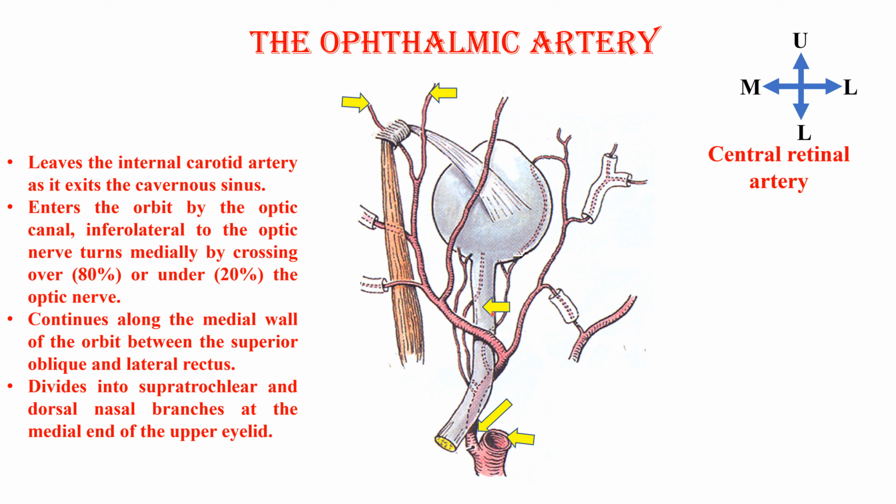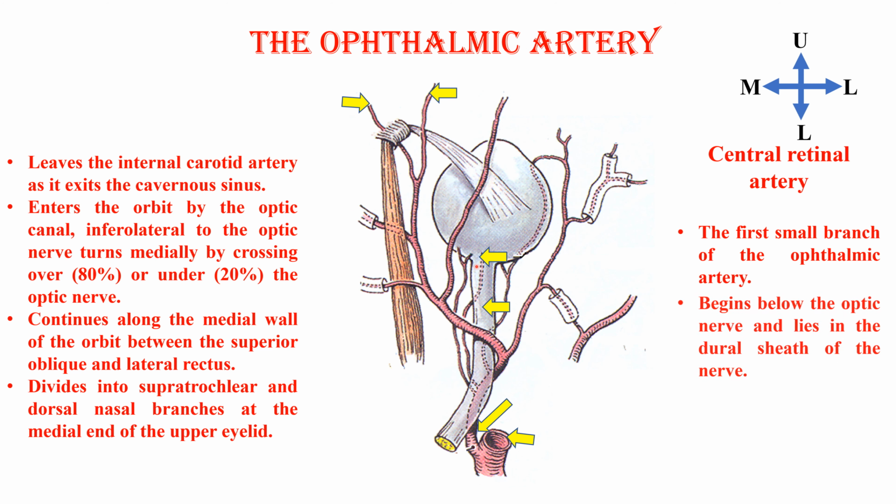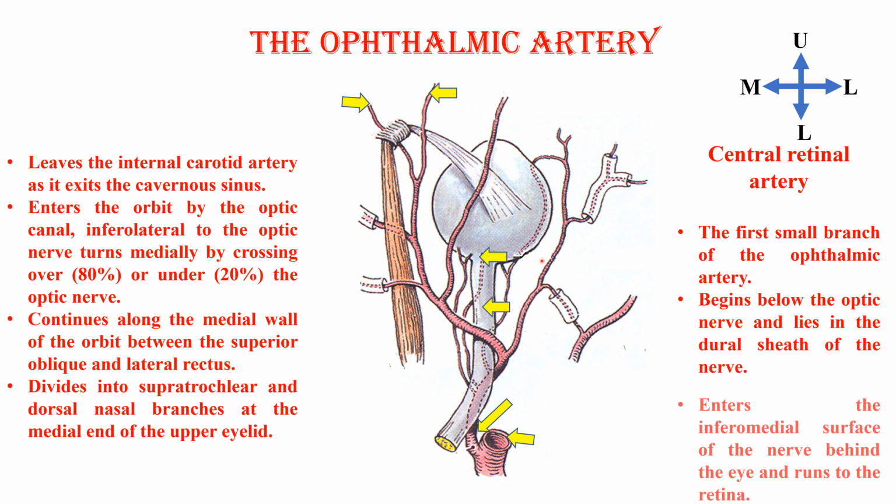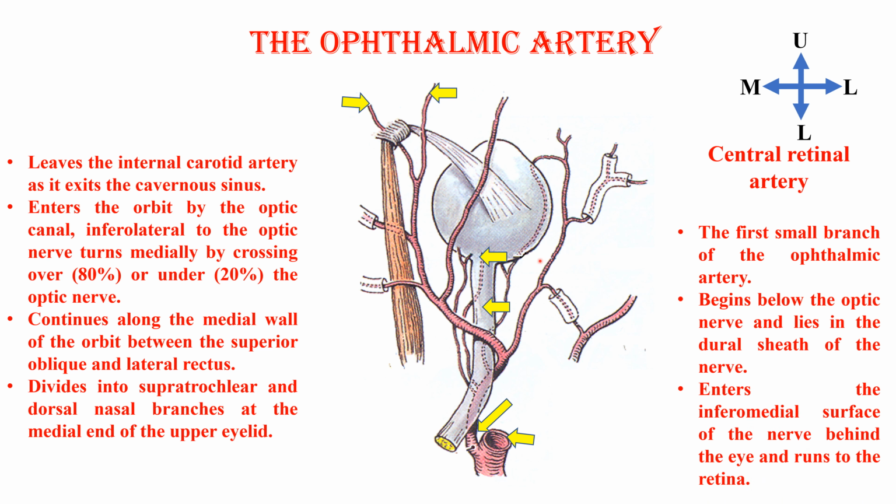Then it will give the central retinal artery, one of the branches of it, and this is a very important artery, of course, the first small branch of the ophthalmic artery, which begins below the optic nerve and lies on the dural sheath of the nerve, enters the inferior medial surface of the optic nerve to reach the eye and supplies the retina.